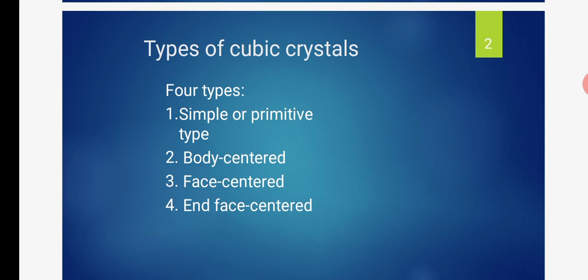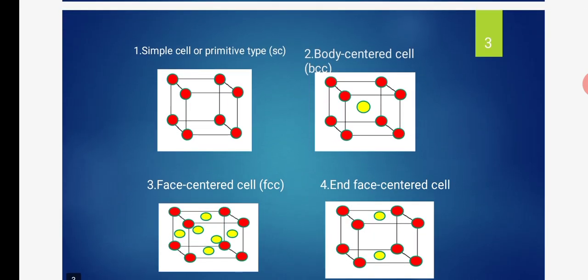Fourth type is end centered cubic lattice, or it is called end face centered cubic lattice. In this crystal type, eight corners are occupied by molecules or atoms or spheres, and two spheres or molecules are occupied on the faces opposite to one another. Only two faces are occupied. Such type is known as end centered cubic crystal.